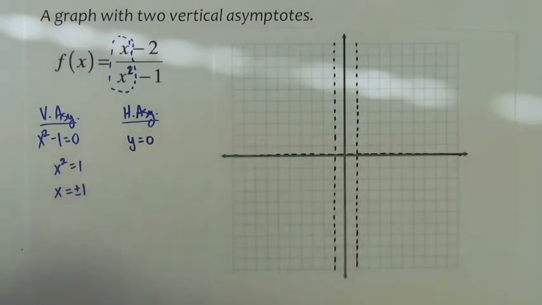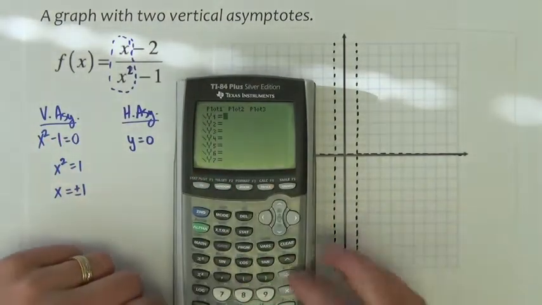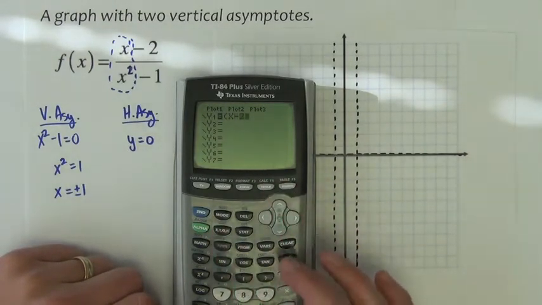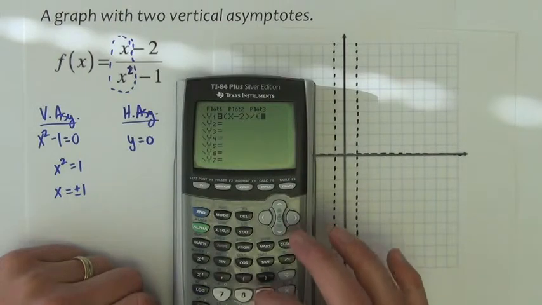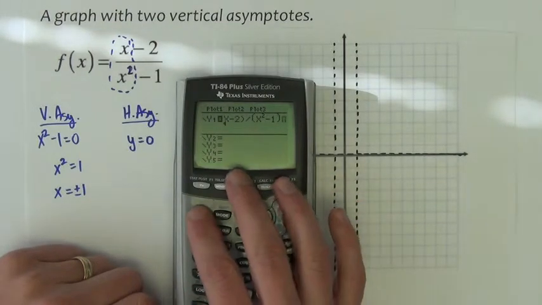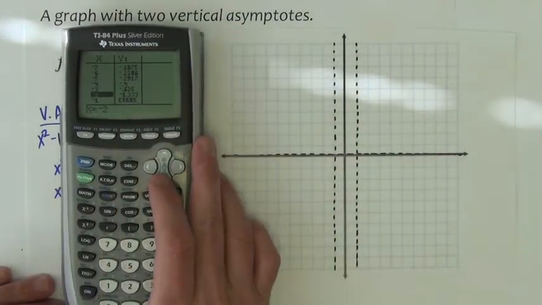Okay. Now we're ready to graph. To do our graph, we're going to go to our calculator to make the table of values. The function is (x minus 2) divided by (x squared minus 1). I'm going to hit second table so we can get some points to start plotting.